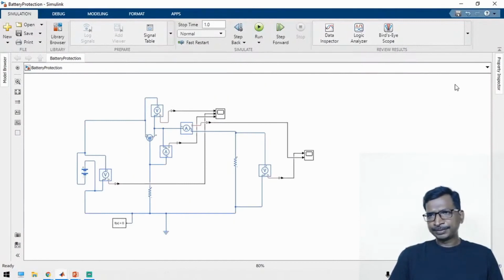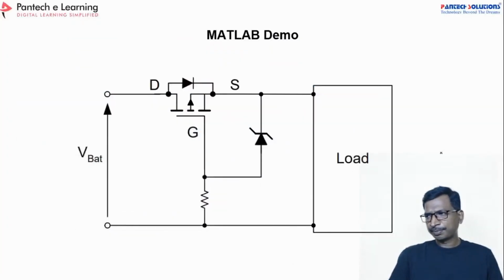Is it clear? Can you please comment? Is it clear? The concepts are clear?